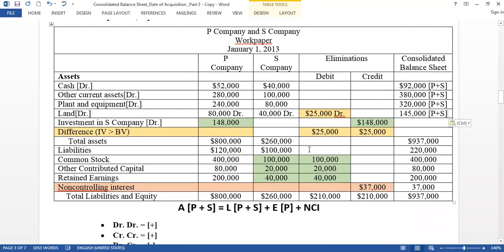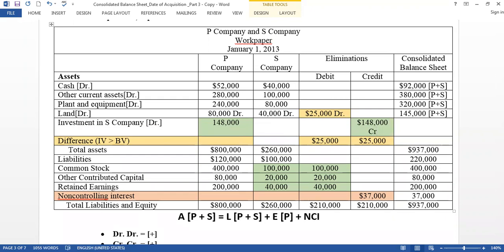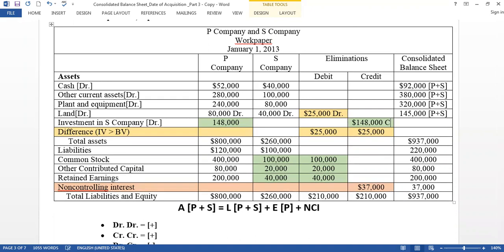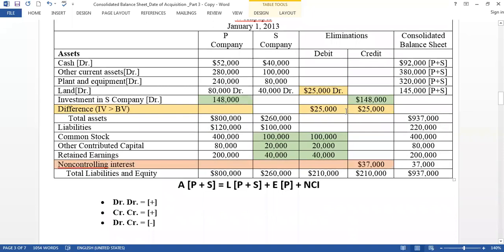P plus S. Now look at here. Investment, it is debit. And we have another investment here, it is credit. Right, it is credit. We have another investment, it is credit. So it is now zero. Book value, look at here, debit and credit, right? Book value, debit and credit, zero.